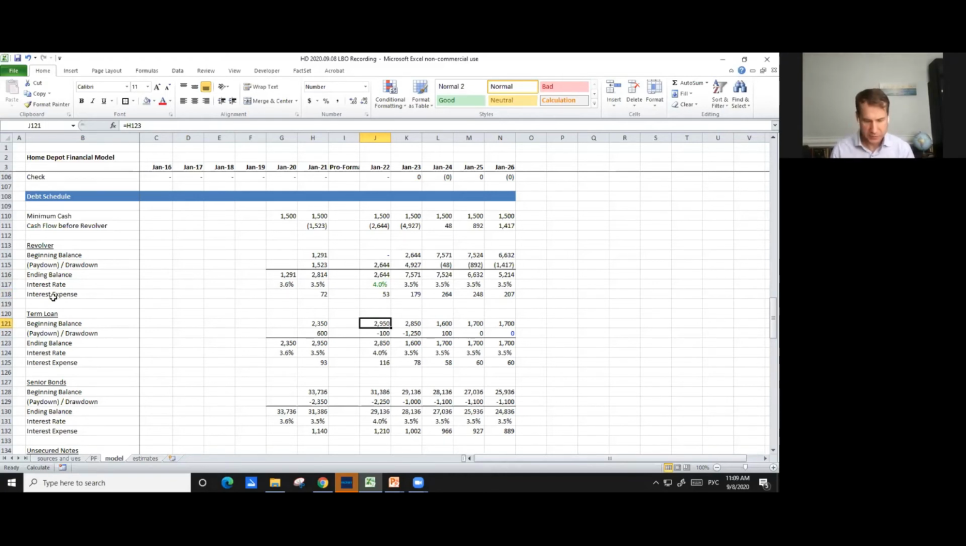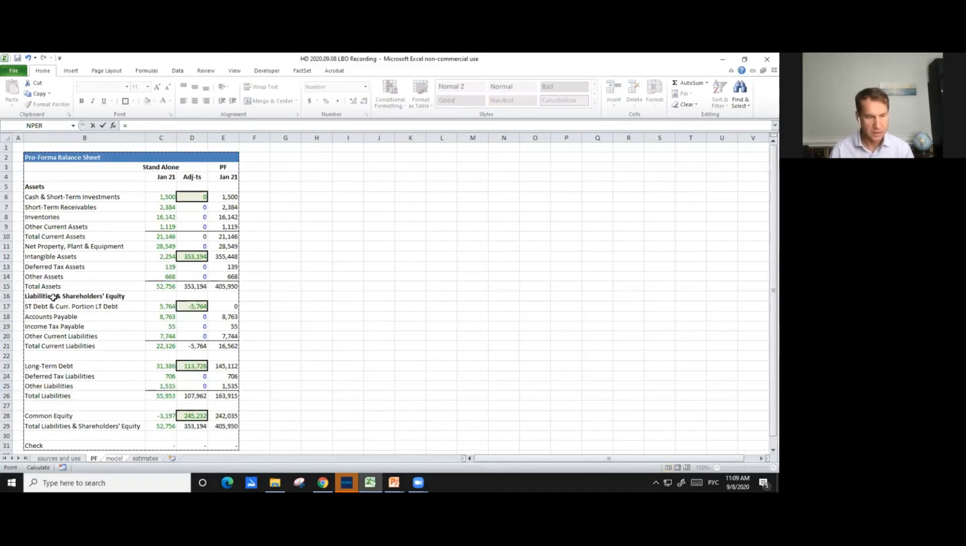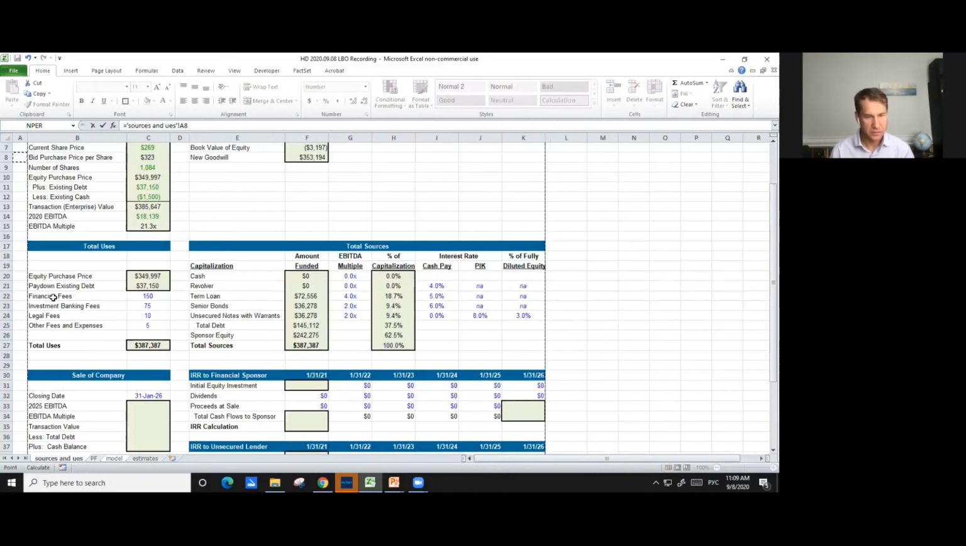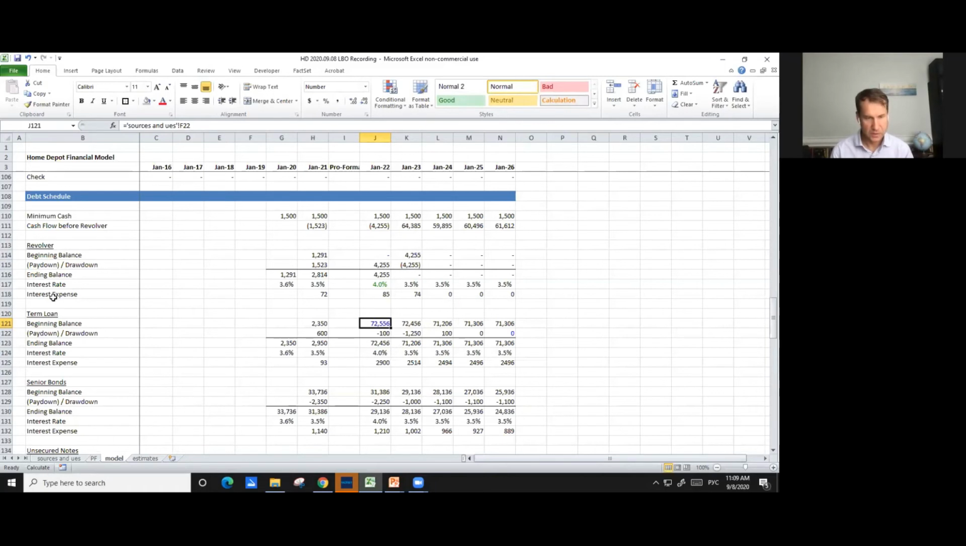Let's see, beginning balance for term loan would be from sources and uses, 72. Pay down, drawdown. Let's recreate that and let's just make an assumption. For term loan, I'd like to basically pay down by the end of the LBO period. So I'll say they'll pay negative 1/5.